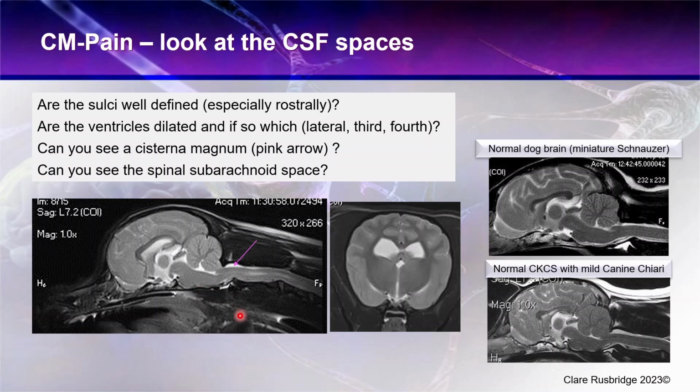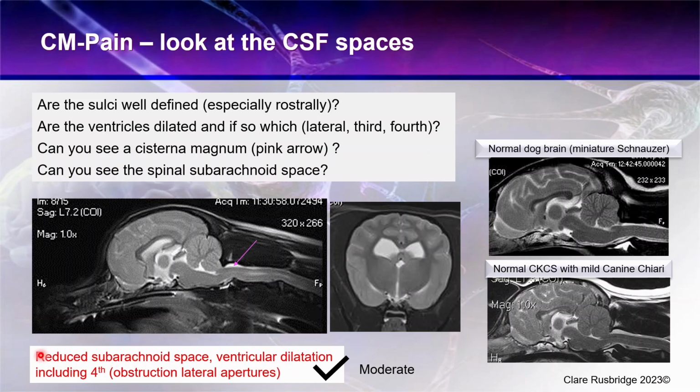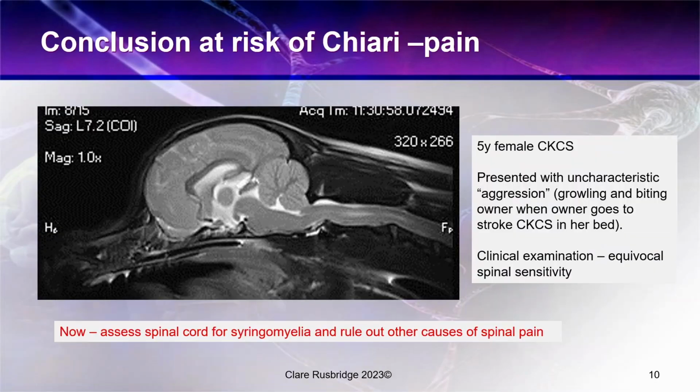So we have some moderate ventricular dilatation, a reduced subarachnoid space, and that ventricular dilatation includes the fourth, which suggests an obstruction of the lateral aperture. So the obstruction is occurring in this area here, and it's not severe. This is moderate. So taking all of those components into consideration, I would conclude that this dog is at risk of having Chiari pain.